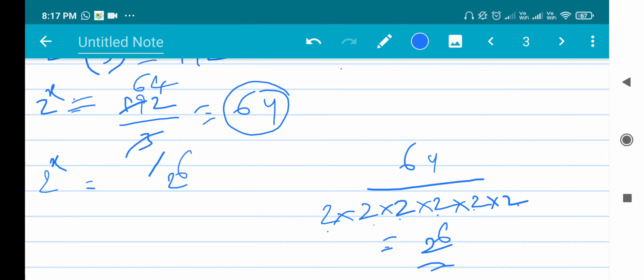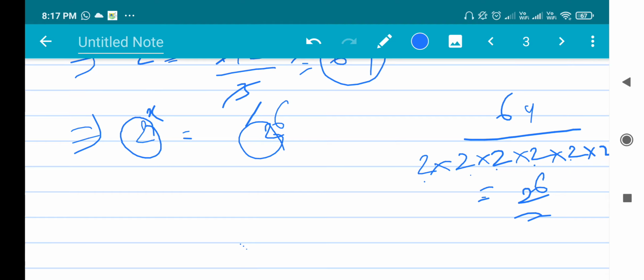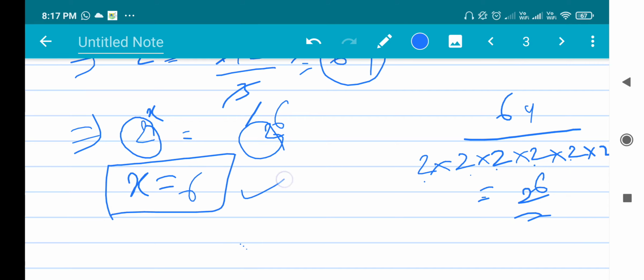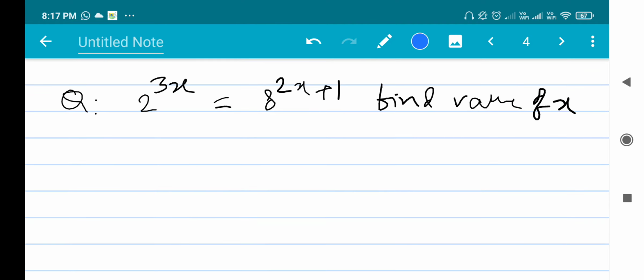Why are we writing it like this? Because here the base is 2, so we should convert 64 to the same base on the LHS and RHS. Now the bases are the same on LHS and RHS, so equate the powers. x is equal to 6. This is our answer. Next, go for the next question. See here, 2 to the power of 3x is equal to 8 to the power of 2x plus 1. Find the value of x.